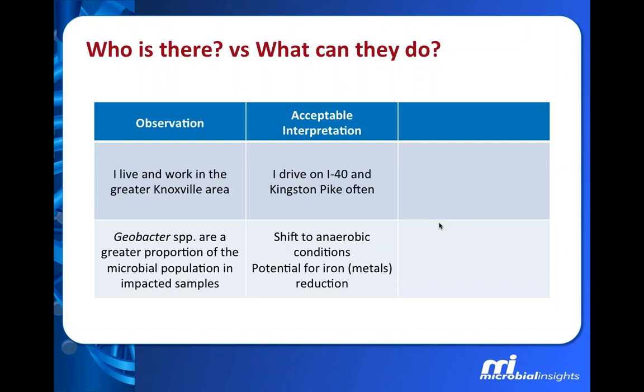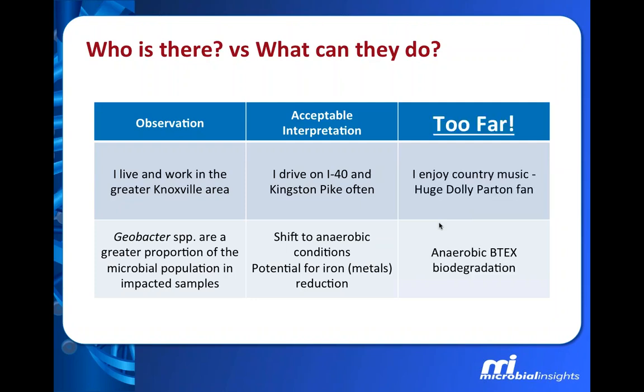Similar for Geobacter, we know that they can respire iron, and it's common to every isolate that we've seen in literature. So it's reasonable to say that there's probably a shift to more anaerobic iron-reducing conditions based on the increase in the relative abundance of Geobacter. However, it's easy to go too far. For example, you might assume that because I have a little bit of a southern accent, I grew up in East Tennessee, that maybe I really enjoy country music, and I'm a huge Dolly Parton fan since she's from this area. That, on the other hand, would be going too far. This is a specific preference, and we can't leap to that just by knowing who I am.